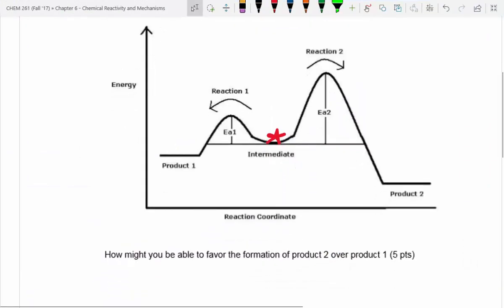All right, so looking at this, we had a few ideas floating around. A lot of people were trying to throw in catalysts and things like that. You don't need to get that fancy. You can just change temperature, right?